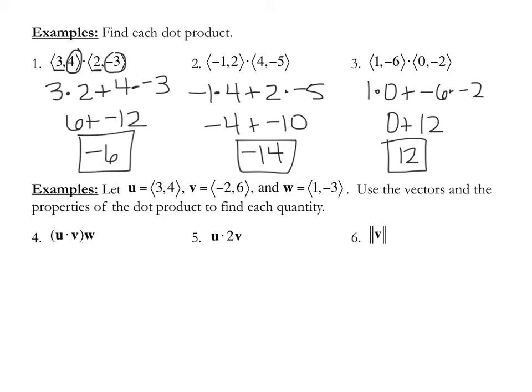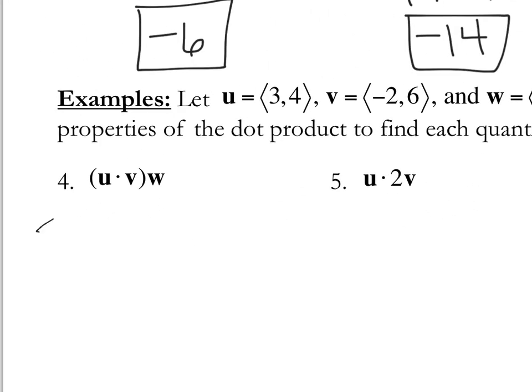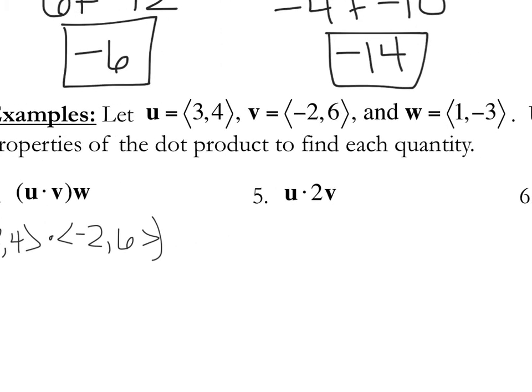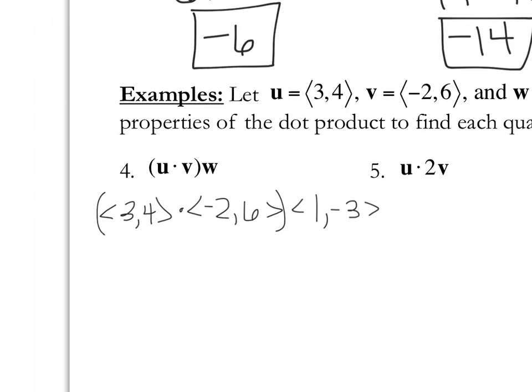So now these next ones, the operations just get a little bit trickier. In number 4, they want us to do U, which is 3, 4, dot V, which is negative 2, 6. Those are inside parentheses, so we're going to go ahead and do those first. And then it's times W, which is 1, negative 3. So in order to do this operation, we're going to do the dot product on the inside of the parentheses first. So it's going to be 3 and negative 2, which is negative 6, plus 4 and 6 is 24.